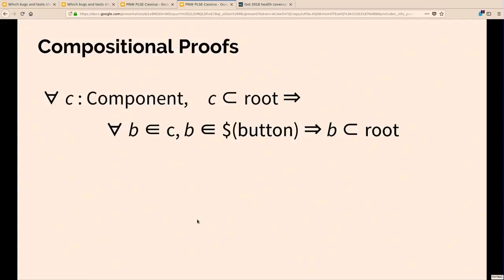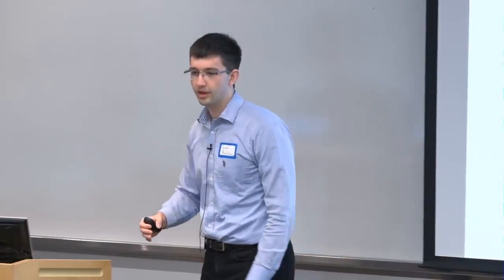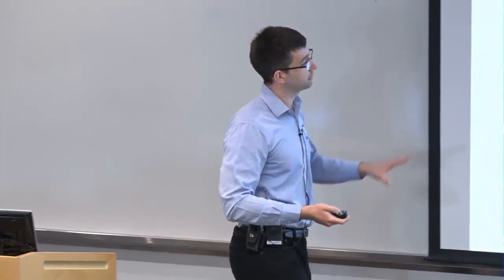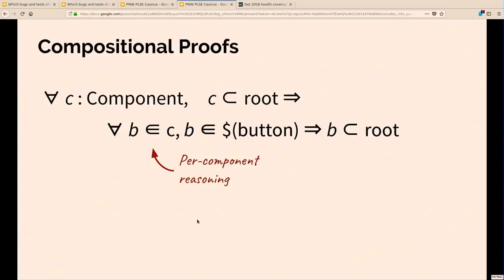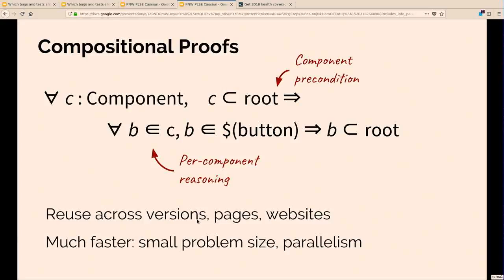We've broken the page into components, and for each component, if that component itself is on screen, then all the buttons in that component should be on screen. So we've now turned that original spec that I've written into a spec that only does per component reasoning with preconditions on those components that allow us to capture the effect of the rest of the web page. And so we've got a tool that does this.